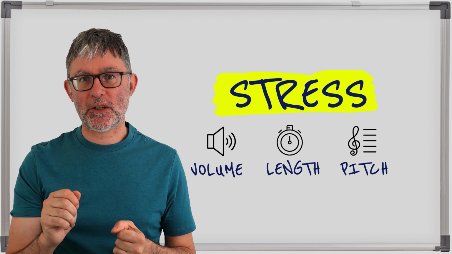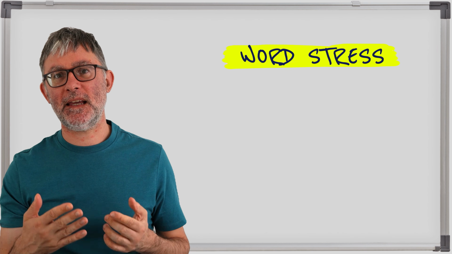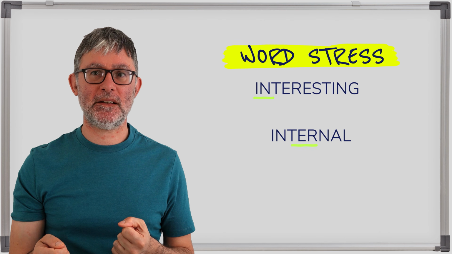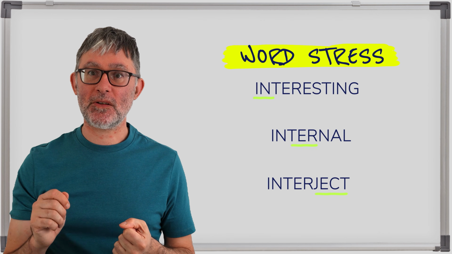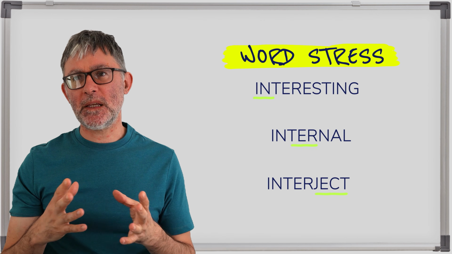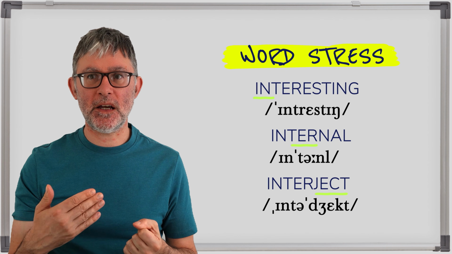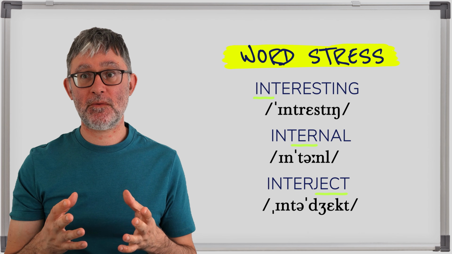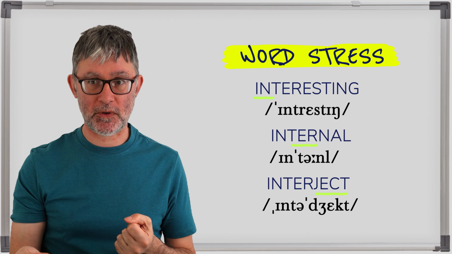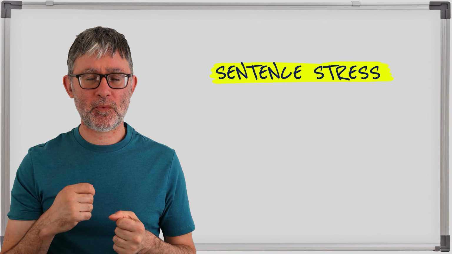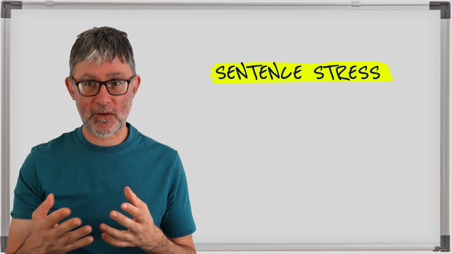There are two places where stress is important, in words and in sentences. In words, it's usually fixed. So in interesting, it's on the first syllable. In internal, it's on the second. And in interject, it's on the last syllable. It's not normally possible to tell by looking at a word in English where the stress goes. So you need to learn the right place either through listening to the words or using dictionary transcriptions, which will show you. In sentences, though, a different approach is needed because we can actually choose where to place our stresses.